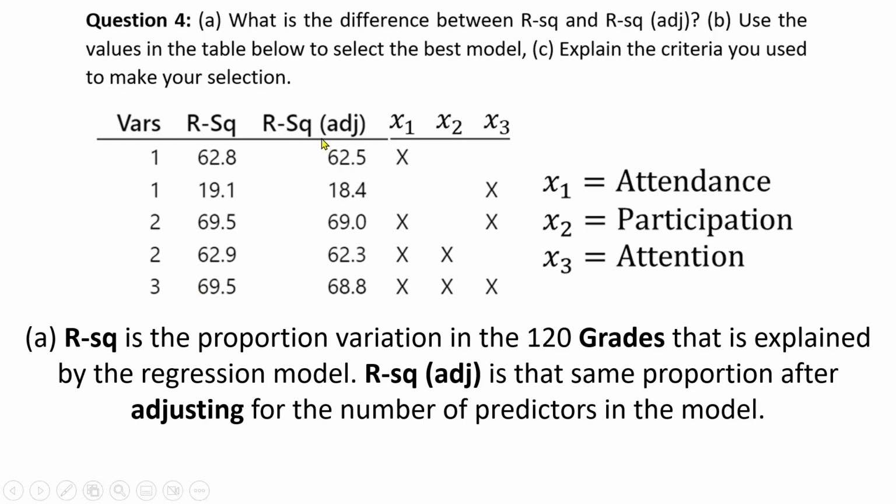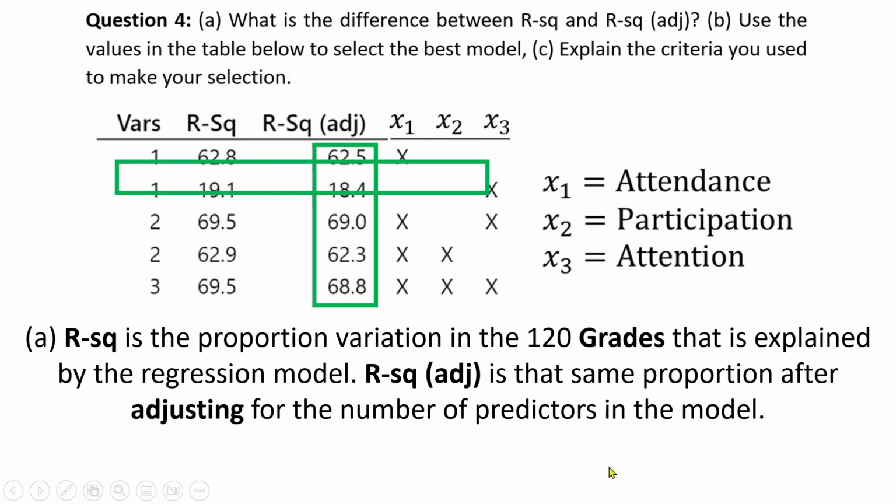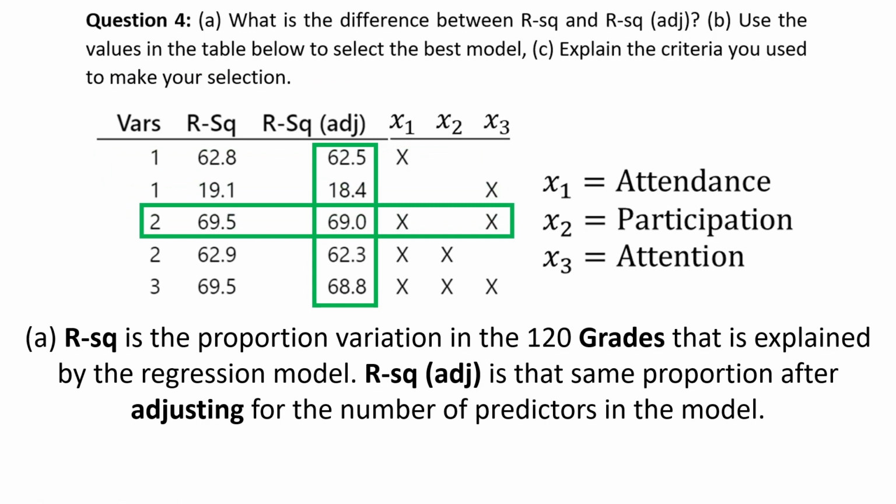R-squared adjusted takes into account the number of predictors in the model, and R-squared adjusted will only go up if the predictor you add is in fact associated with the response. And so you can kind of see that here. We're looking at R-squared adjusted to determine which is the best model, and we're picking the model with the largest R-squared adjusted.